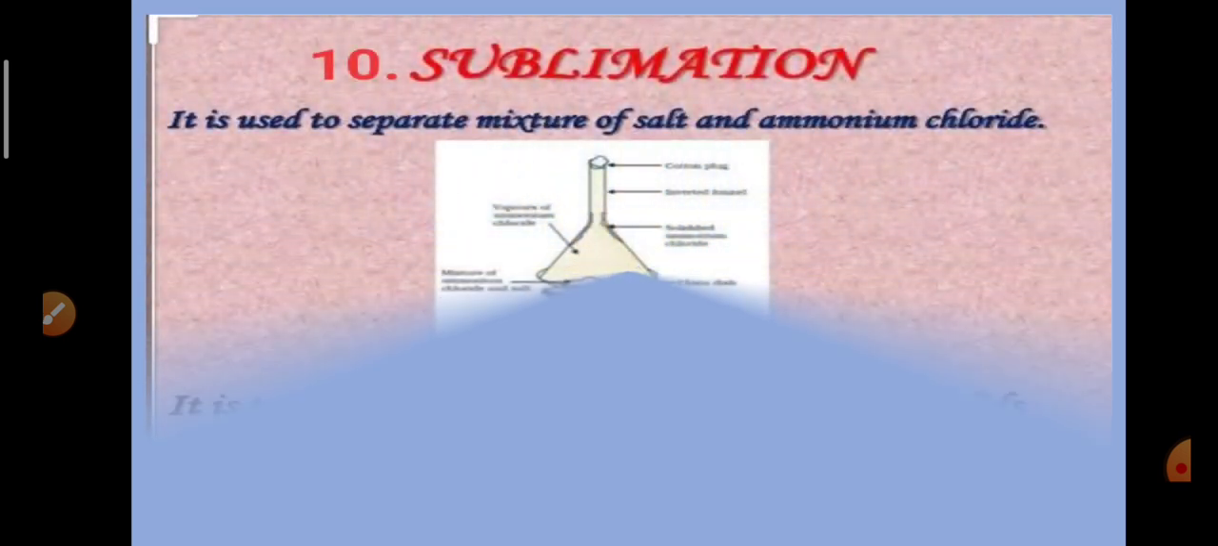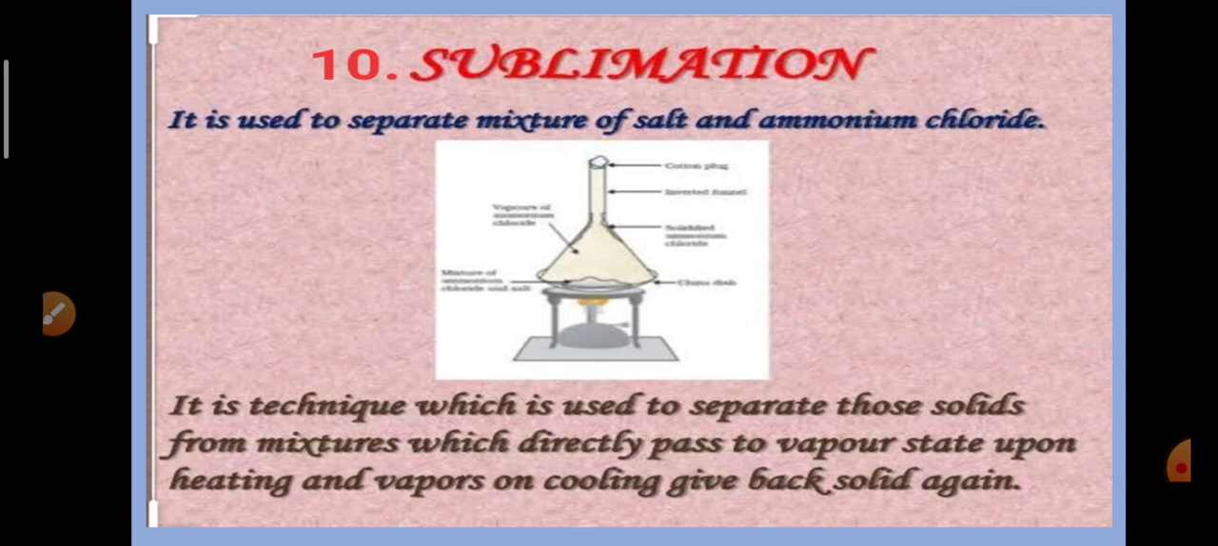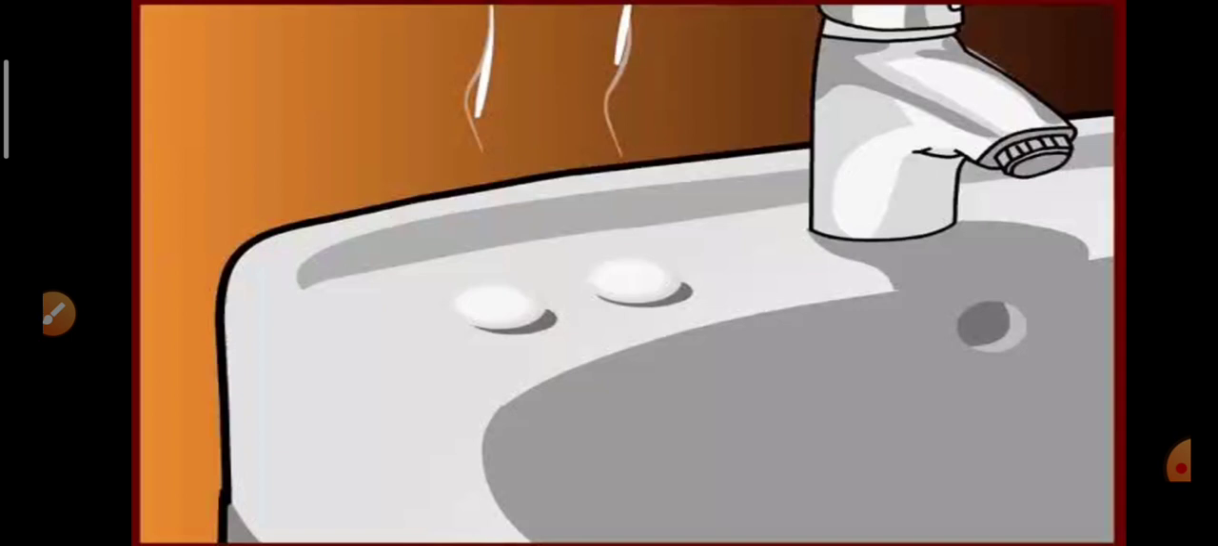The next method of separation is sublimation. It is used to separate a mixture of salt and ammonium chloride. This technique is used to separate solids from the mixtures, which can directly pass to vapor state upon heating, and on cooling it comes back again to the solid state. Here in the example we can see naphthalene ball, which is in solid state, directly evaporates and converts into the gaseous state.